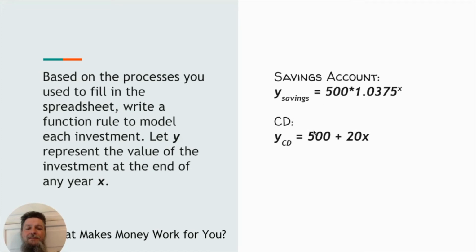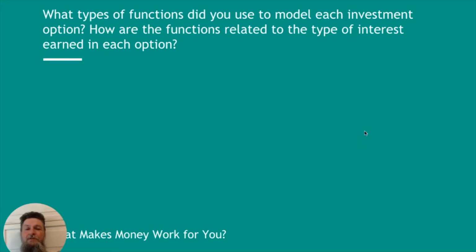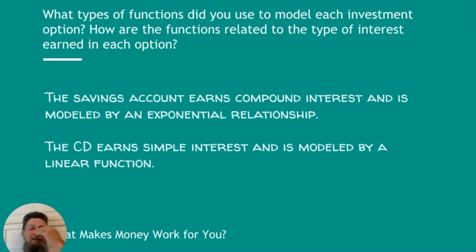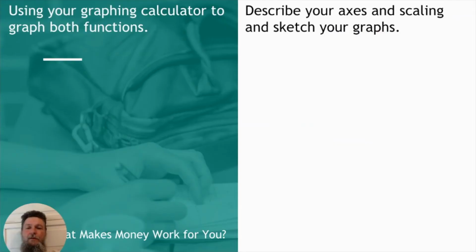The CD, notice it takes a more linear move because it only adds $20 every year. So it's 500 plus 20 times the number of years. What types of function are used to model each investment option, and how is the function related to the type of interest earned? Savings account earns compound interest, is modeled by an exponential relationship. And like I said, the CD earns simple interest, and it's modeled by a linear function.